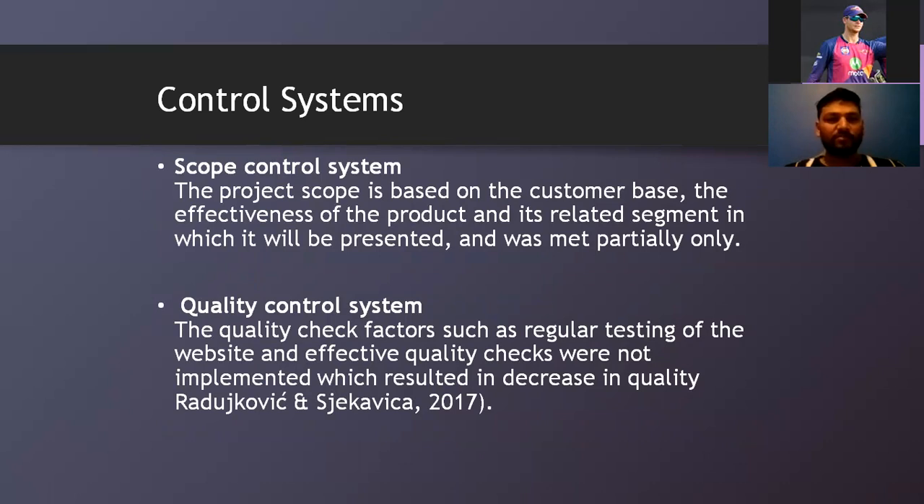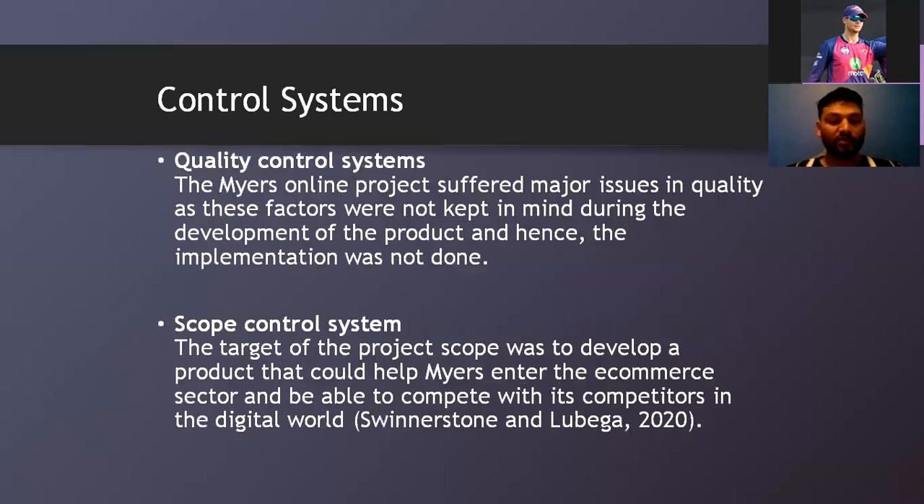Control system: the project scope is based on the customer base, the effectiveness of the product, and the related segments in which it will be presented, and it was met only partially. The schedule control system, such as milestone checks, deadlines, and resource planning, was implemented only partially by IBM, which resulted in schedule delay. Next, the cost control system.